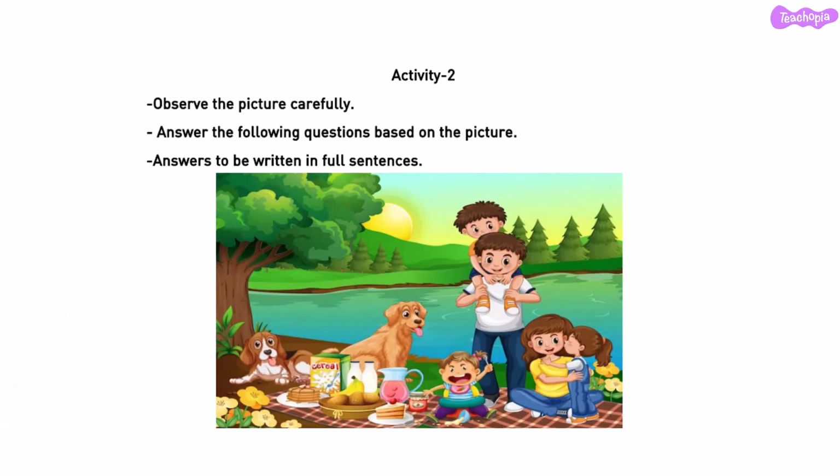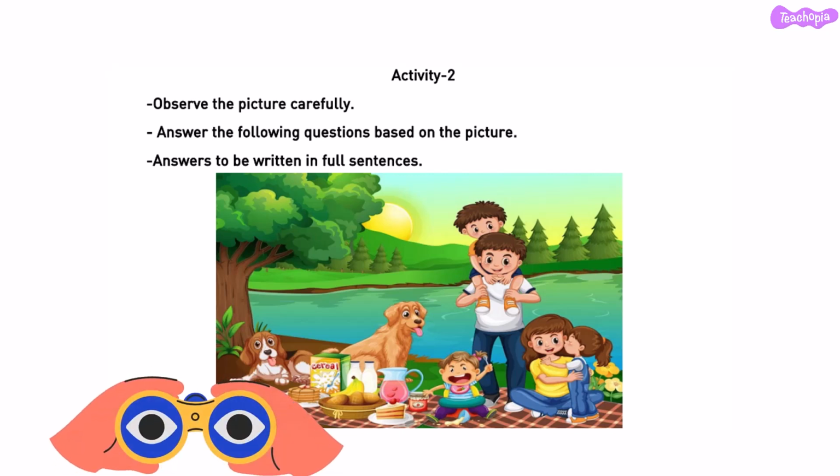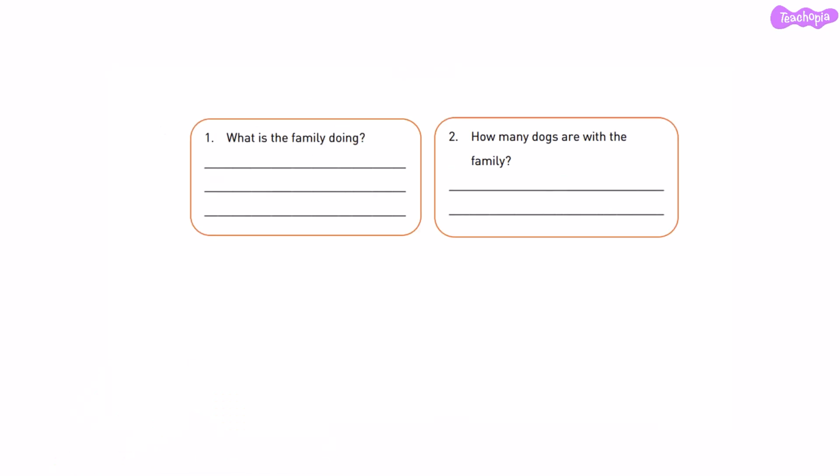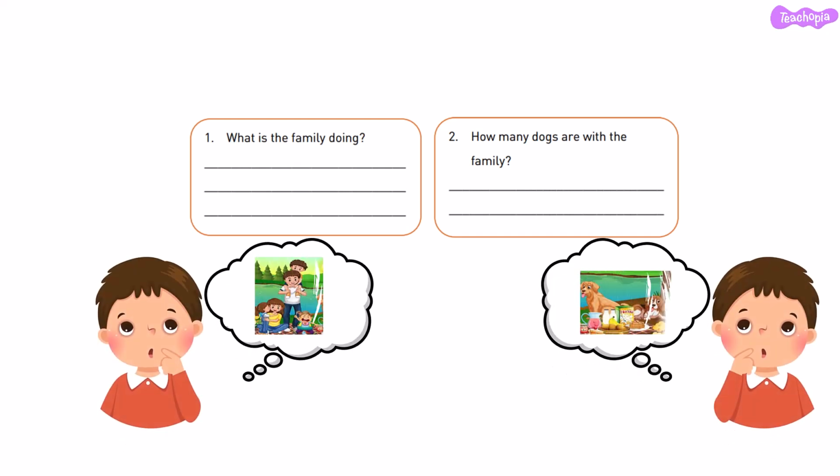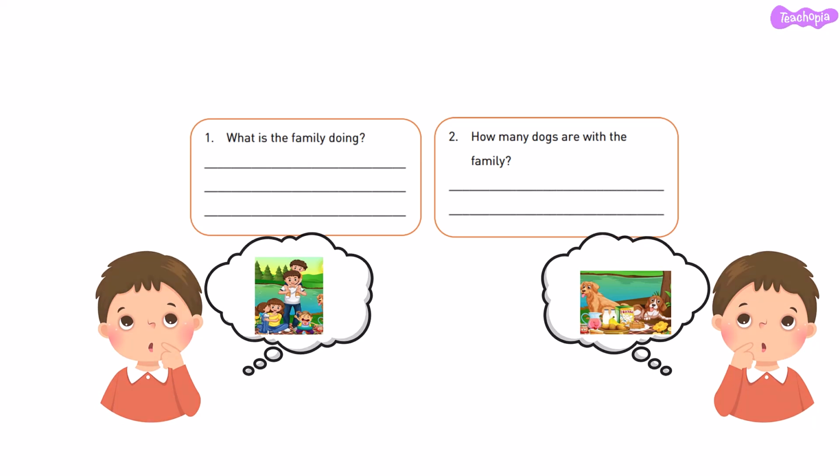Here we see in activity 2, learners need to observe the picture carefully and answer questions based on the picture. Each answer must be written in full sentences. For example, some of the questions given below are: what is the family doing? How many dogs are there with the family? Allow learners to reflect on the image, understand what information it is asking for, and then answer the question accordingly.